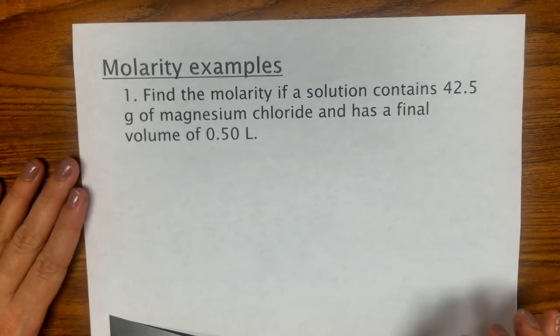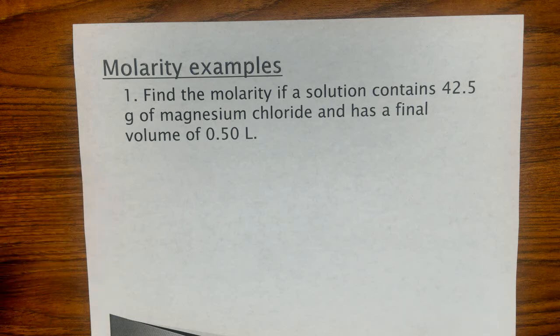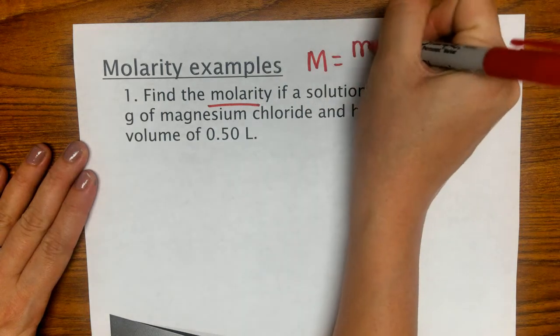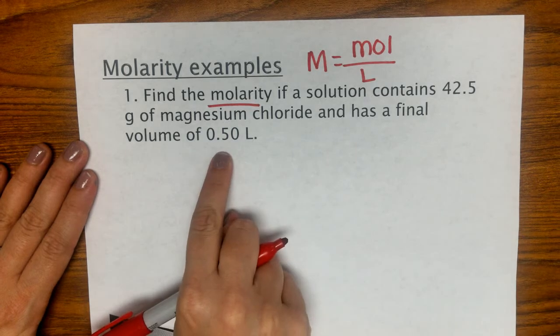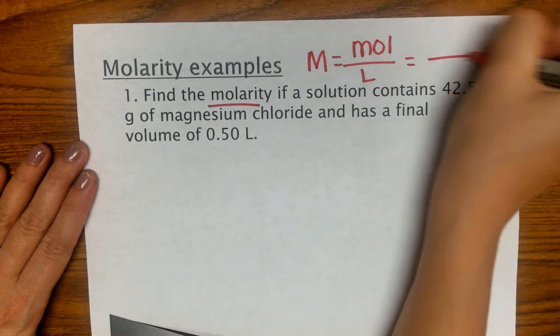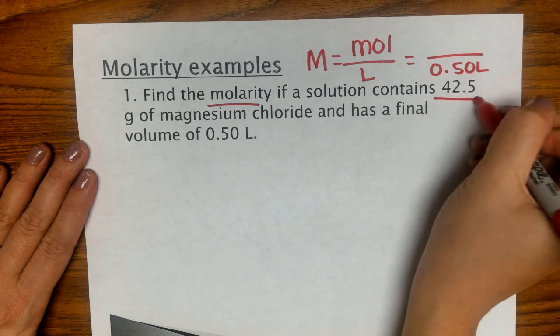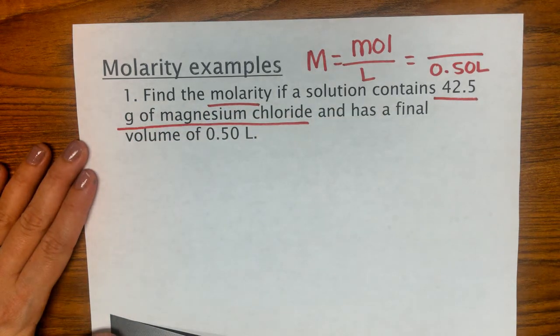Find the molarity of a solution that contains 42.5 grams of magnesium chloride and has a final volume of 0.5 liters. So the formula for molarity is capital M equals moles over liters. We have our liters, 0.5, but I did not give you moles. Instead, I said we had 42.5 grams of magnesium chloride. You're going to see a lot of times you'll be given grams, not moles.